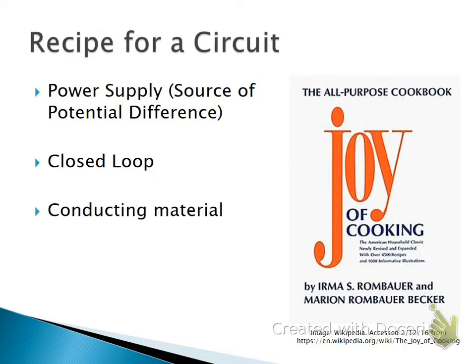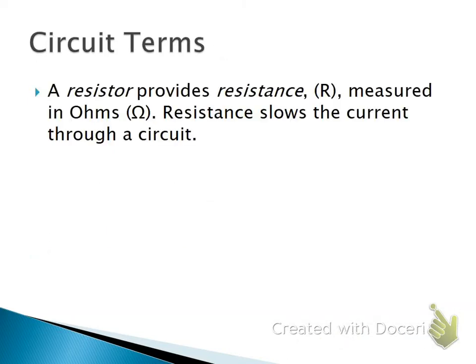You're going to have some conducting material. Usually this is in the form of some sort of metal wires, and you're going to have a source of resistance. Now resistance is provided by a resistor, and it's measured in ohms. The main purpose of the resistance is just to slow the flow of current. So the higher the resistance, the less current you're going to get. Without a source of resistance, you'd get infinite current in a circuit. That's really bad.